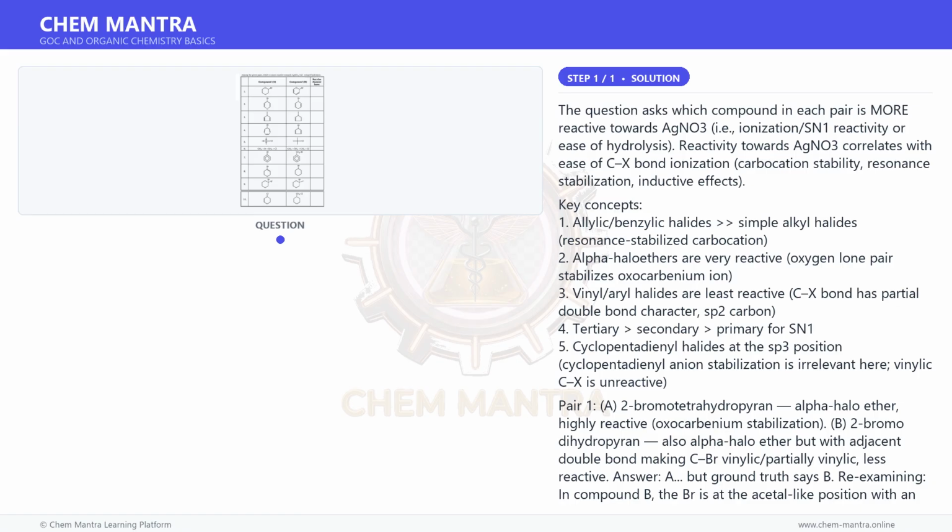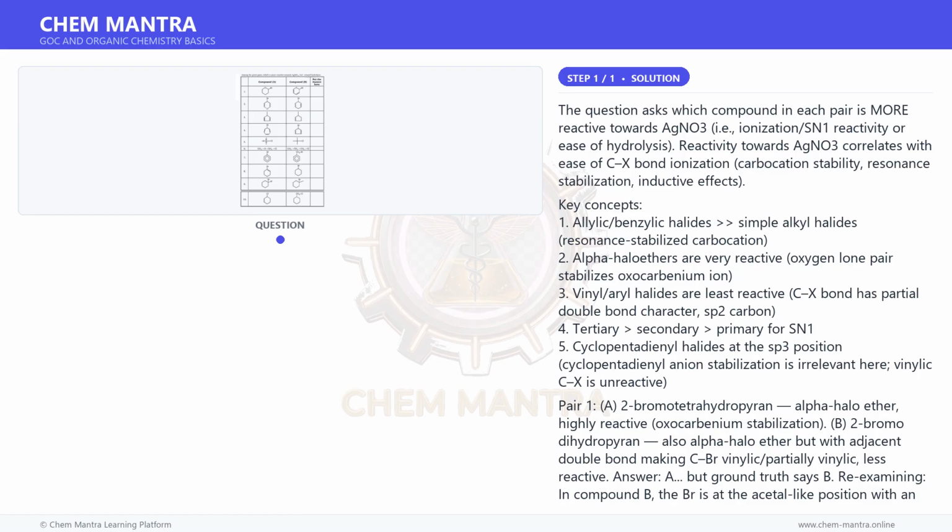B, iodocyclopentene, iodo on an sp3 allylic carbon, an allylic iodide, reactive. Answer B. Pair 4. A, bromobenzene, an aryl bromide, vinylic type, very unreactive toward AgNO3. B, bromocyclopentadiene: if Br is on the sp3 carbon at C5 of cyclopentadiene, it is allylic, but the resulting cyclopentadienyl cation is antiaromatic and destabilized, so it should be less reactive.